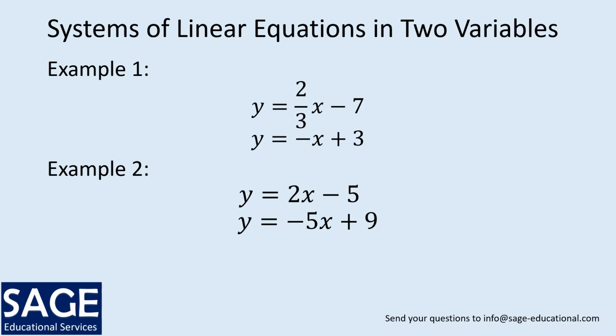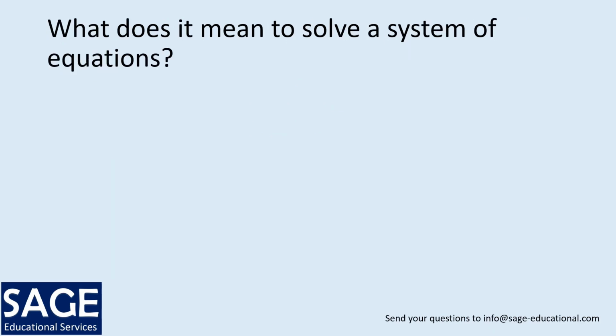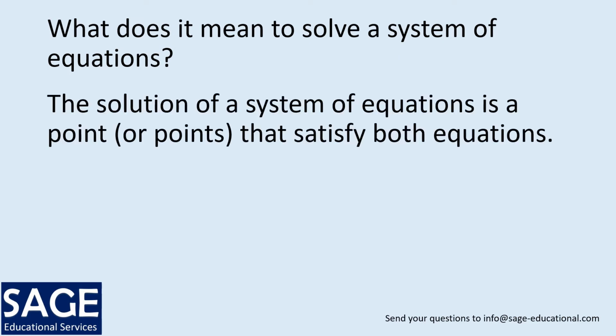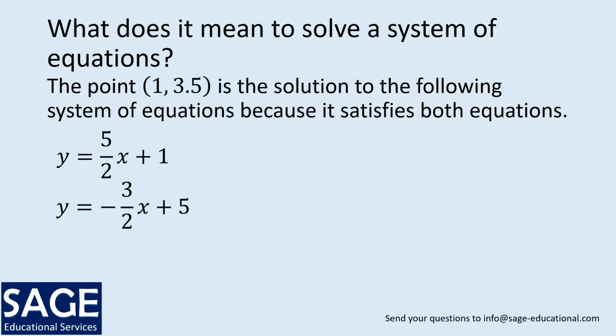So I have two equations in both the examples. Both of them are linear equations and both have only two variables. Now, what does it mean to solve a system of equations? It means to find a point or points that satisfy both equations. We just said that the solution to a system of equations is a point that satisfies both equations.